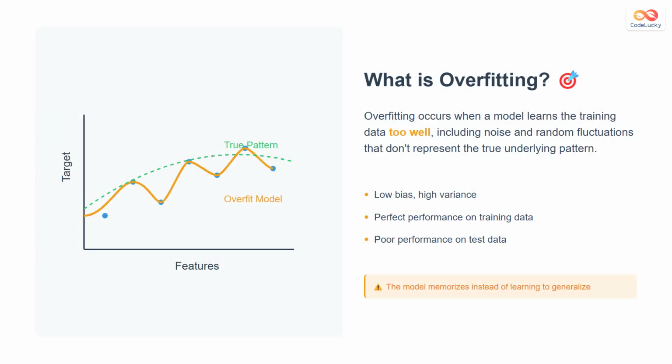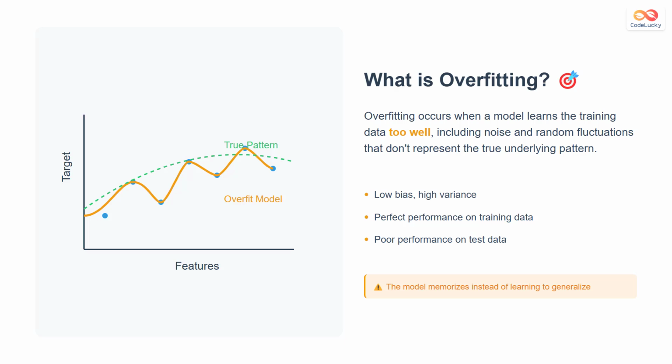Overfitting occurs when a model learns the training data too well, including noise and random fluctuations that don't represent the true underlying pattern. Overfitting has low bias and high variance. It performs perfectly on the training data but has poor performance on the test data. Warning: the model memorizes instead of learning to generalize.